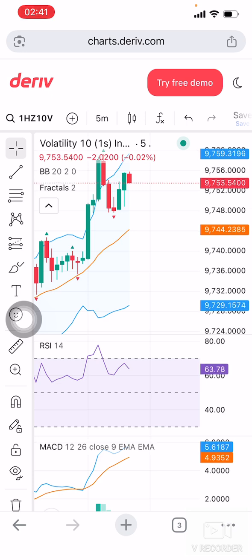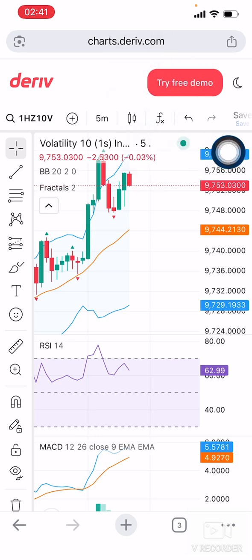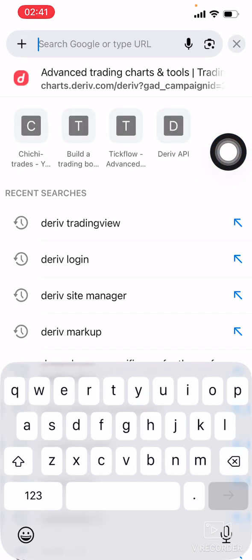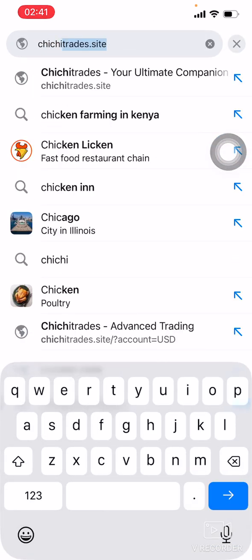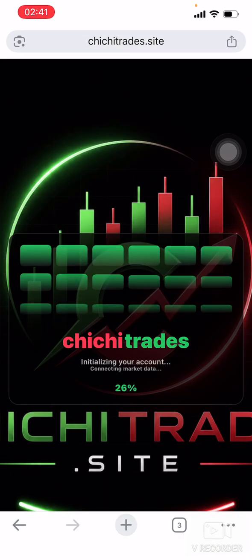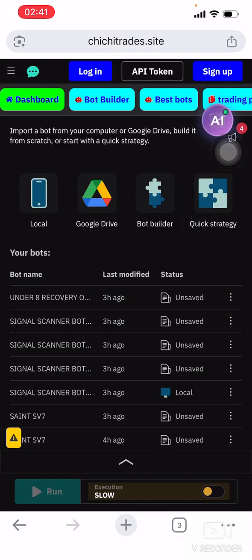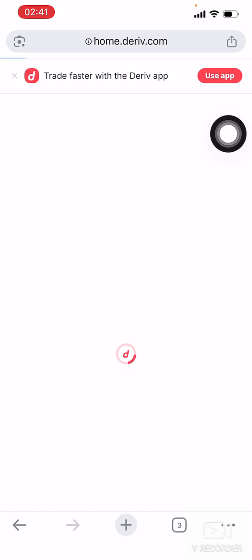So in our case, this candle, we are going to be trading the Asians downs using 5 ticks on volatility 10-1s. So you just go to any of your browsers, then you search on chichitrades.site. Remember, the market is 10-1s, Asians downs. Okay, we're trading downs on 10-1s. So if you have a deriv account, you can log in. If you don't have a deriv account, you can just sign up directly. So I'll just log in because I have a deriv account.